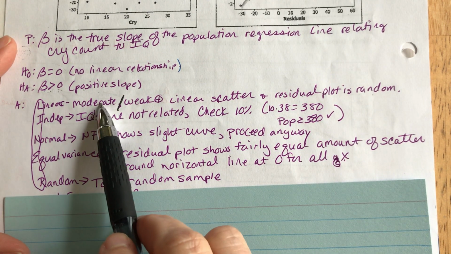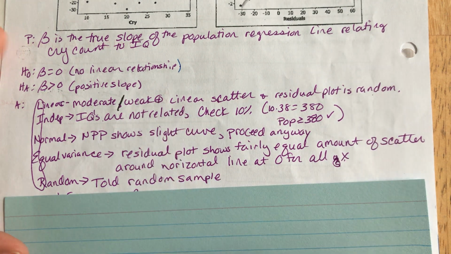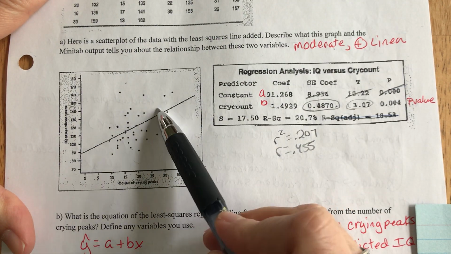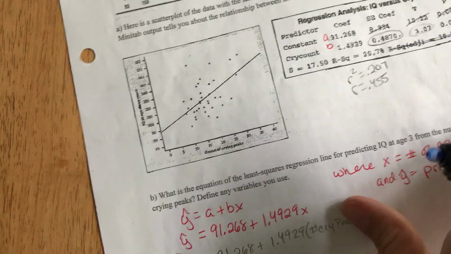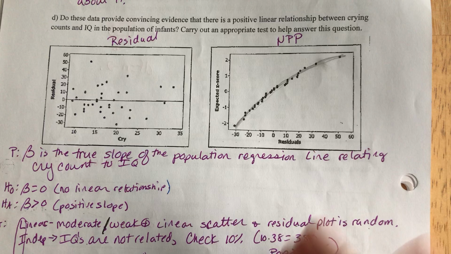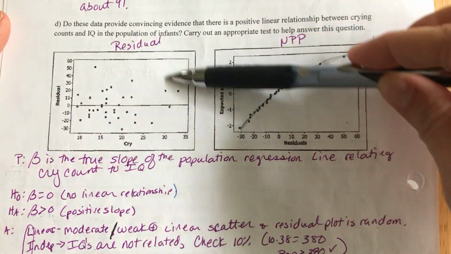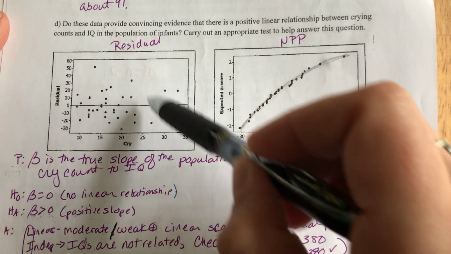So now as we go through LINER, I've got it all here. So linear: it's a moderate, or you could call it a weak positive relationship, linear scatter, and the residual plot is random. So when you look at your scatter plot, it's positive, it's kind of weak, kind of moderate. You could look at it either way, and that's okay. Your residual plot has randomness. Remember, residual plots, you don't want a U, and you don't want a U the other way.